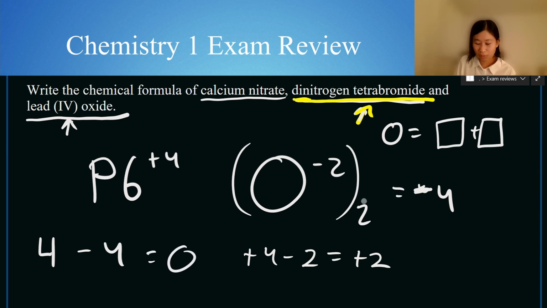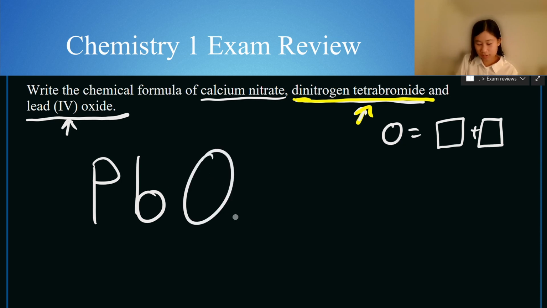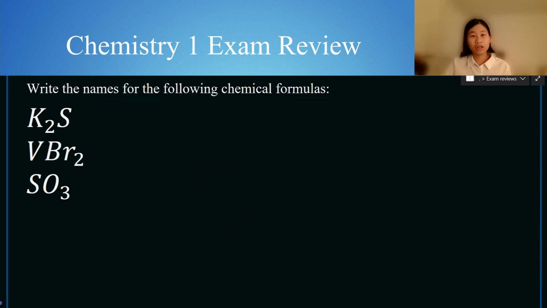Okay, so we know that we need 2 oxygens, so let's write that formula. 1 lead and 2 oxygens. There we have it, so PbO2. Now we're going to go backwards. We're going to be given the chemical formulas, and we're going to find the chemical names next. Let's start with the first one.